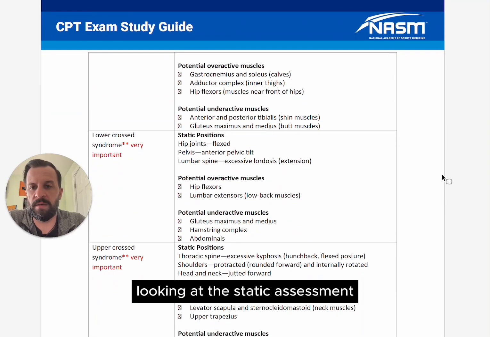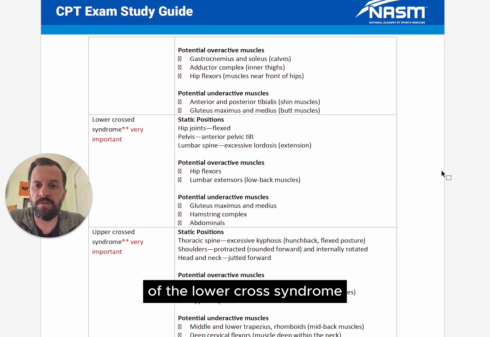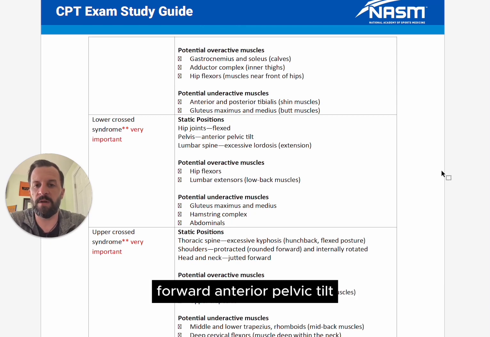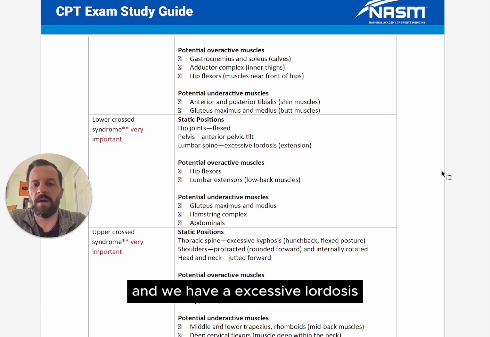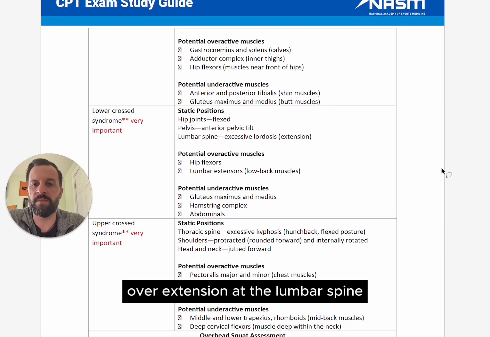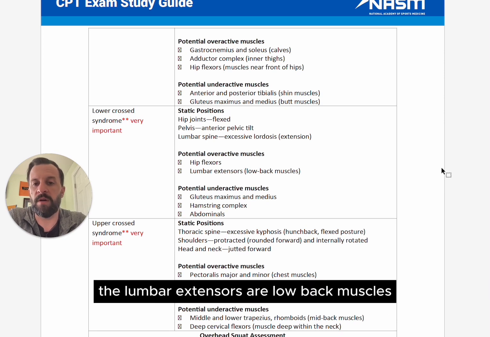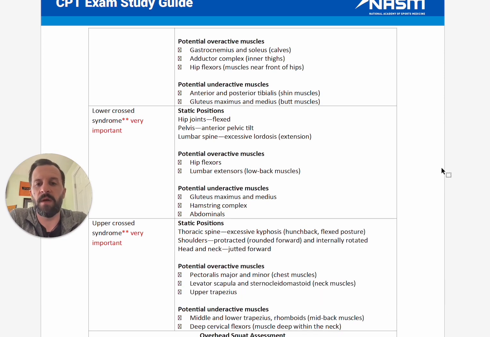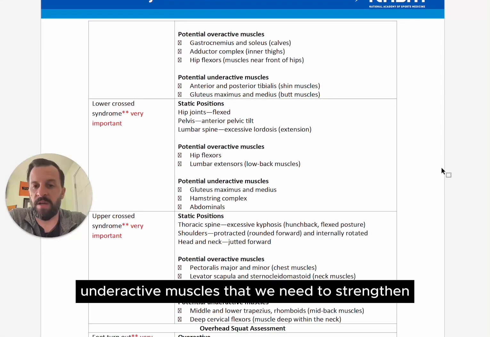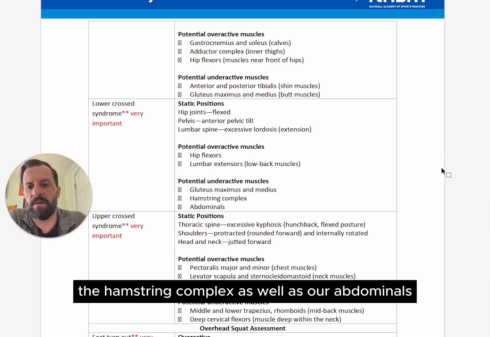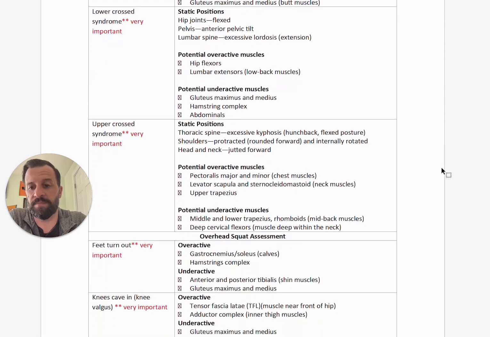Looking at the static assessment of the lower cross syndrome, some of the static position we're going to see is that the hip joint is flexed forward, anterior pelvic tilt, and we have an excessive lordosis, overextension at the lumbar spine. Potential overactive muscles in the lower cross syndrome would be the hip flexors and/or the lumbar extensors, our low back muscles. Potential underactive muscles that we need to strengthen and activate a little bit more are going to be the glute max and med, the hamstring complex, as well as our abdominals.